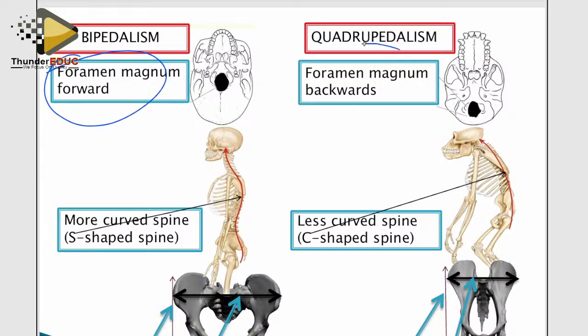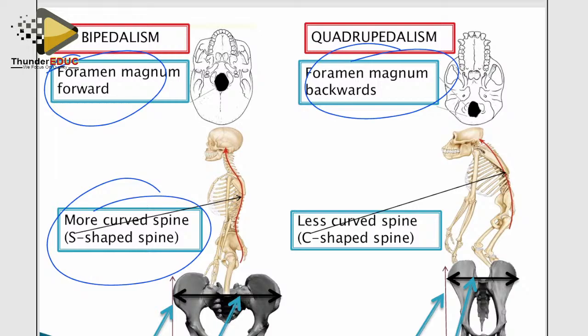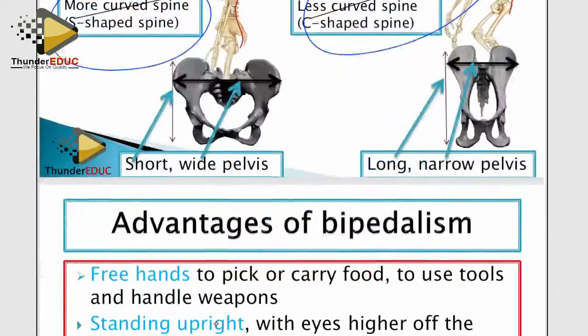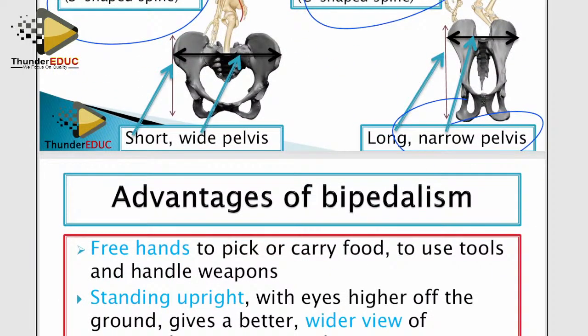Foramen magnum forward position, foramen magnum backward position. S-shaped spine, C-shaped spine. Short and wider, long and narrow. So you have to know that. What are the advantages of bipedalism?